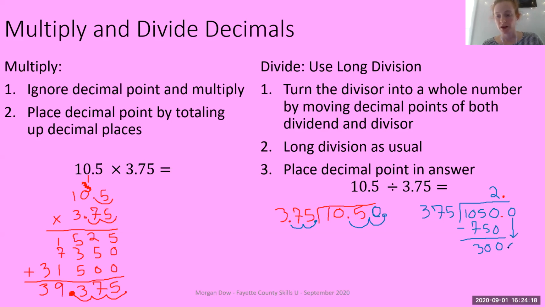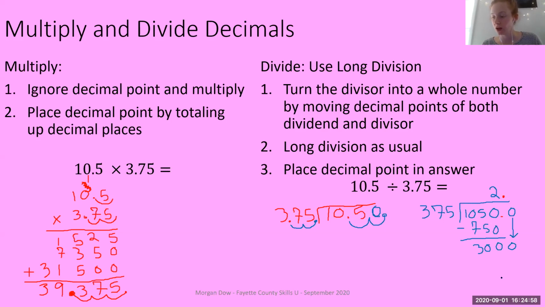Bring down a number. How many times does 375 go into 3,000? Well, again, you probably don't know off the top of your head. We can do some guessing and checking. So I know 375 times 10 will be too much because it'll be 3,750. So let's try 375 times 7. That gives us 2,625. I might be able to do one more. 375 times 8. This is 3,000 exactly.